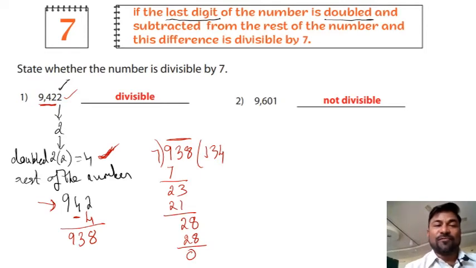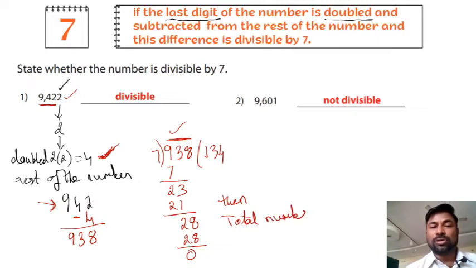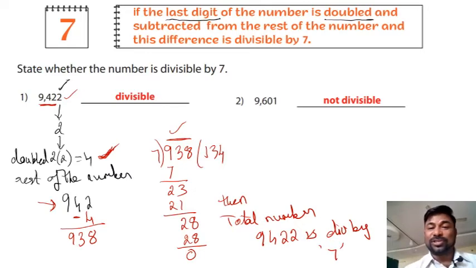This means when we double the last digit and subtract it from the rest of the number, and the result is divisible by 7, then the total number, 9422, is divisible by 7. That's what the rule says. So I repeat, this is an important, tricky one.